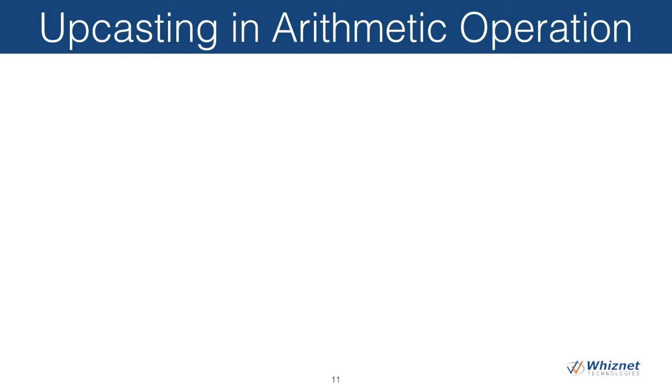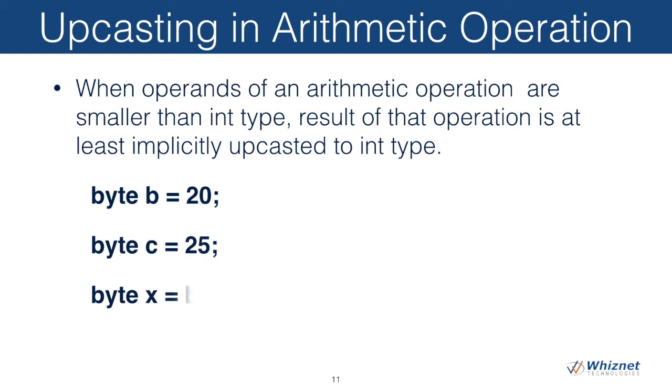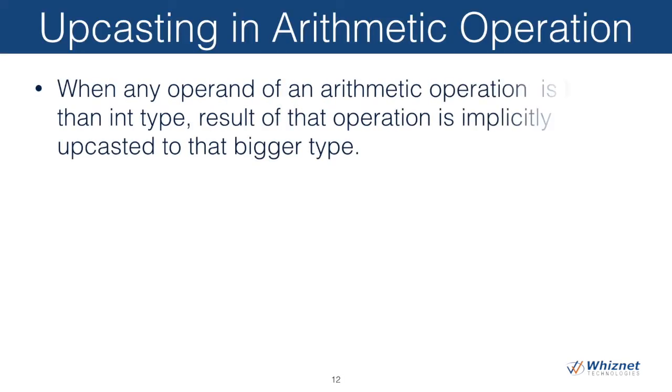Upcasting in arithmetic operation. When operands of an arithmetic operation are smaller than int type, result of that operation is at least implicitly upcasted to int type. When any operand of an arithmetic operation is bigger than int type, result of that operation is implicitly upcasted to that bigger type.